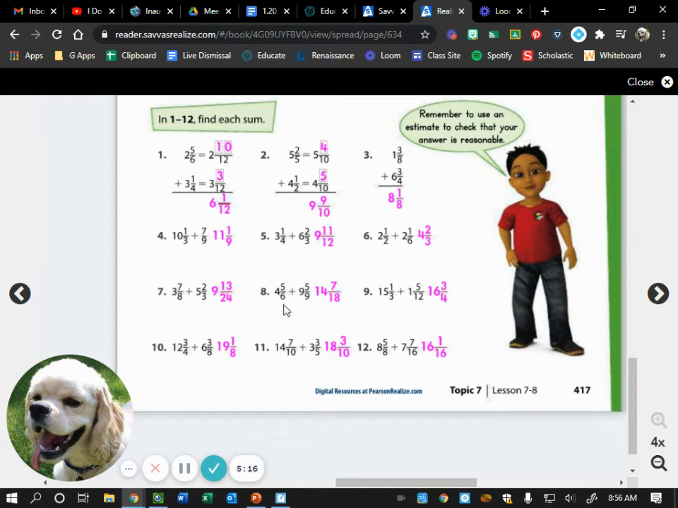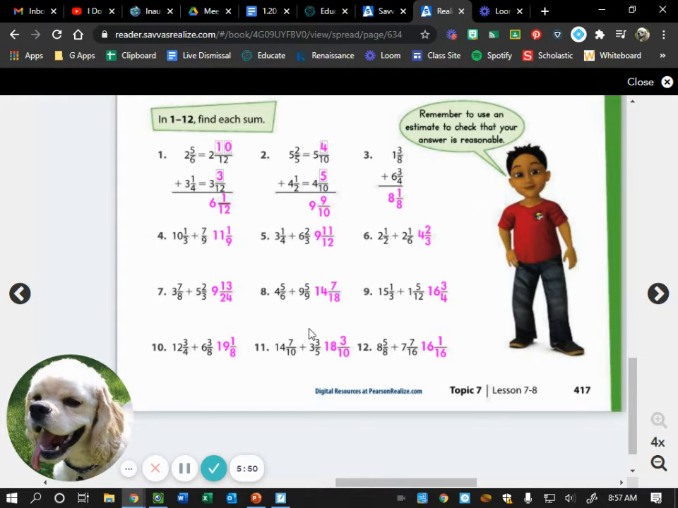Number 8, we have a 6 and a 9 as our denominator. So 18 is our LCD. So 5/6 would become 15/18, and then 5/9 would become 10/18. So 15 plus 10 is 25. So we would have 25 18ths. So we would ask ourselves, how many times does 18 go into 25? Goes in once. So that would be our whole number 1.